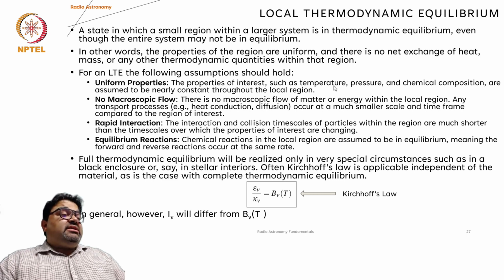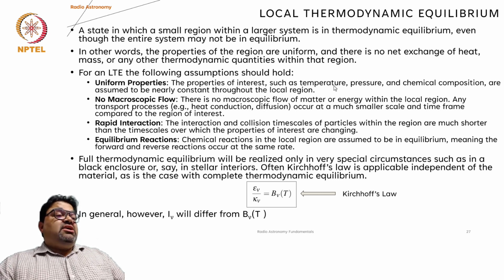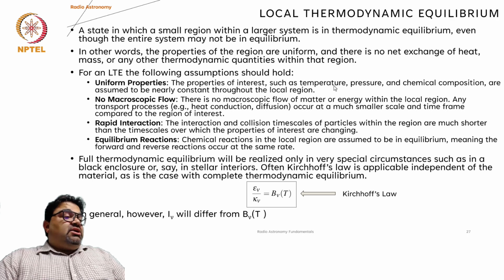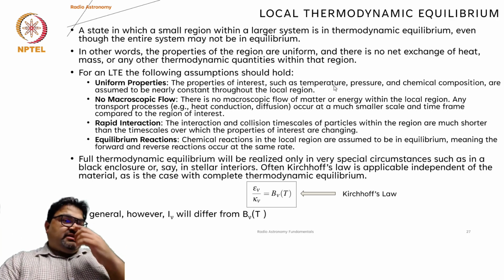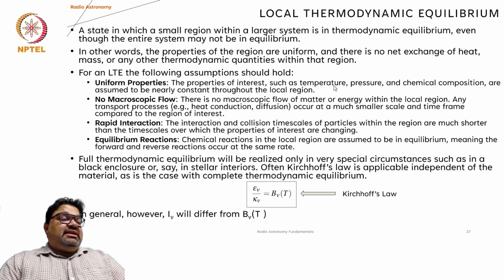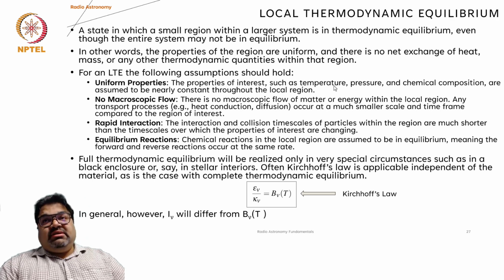Rapid interaction, that is, interaction and collision time scales of particles within the region are much shorter than time scales over which the properties of interest are changing. Equilibrium reactions, chemical reactions in the local region are assumed to be in equilibrium, meaning the forward and the reverse reactions occur at the same rate. Full thermodynamic equilibrium will be realized only in very special circumstances, such as in a black enclosure or say in stellar interiors. Often Kirchhoff's law is applicable independent of the material, as is the case for complete thermodynamic equilibrium.